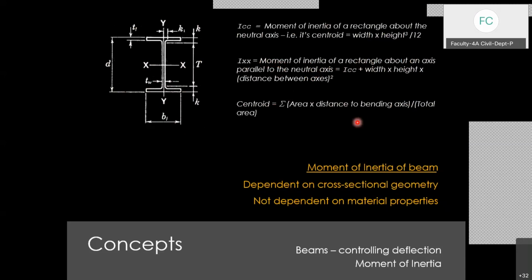And it basically depends upon the cross-sectional geometry and not upon the material properties. So whenever we want to calculate the moment of inertia of a beam of any kind of material, just mind it well, it will depend upon what the cross-section is. Whether that material is concrete or steel doesn't matter. Moment of inertia will totally depend upon the cross-section: the length, width, depth, and the thickness of the flange or web.